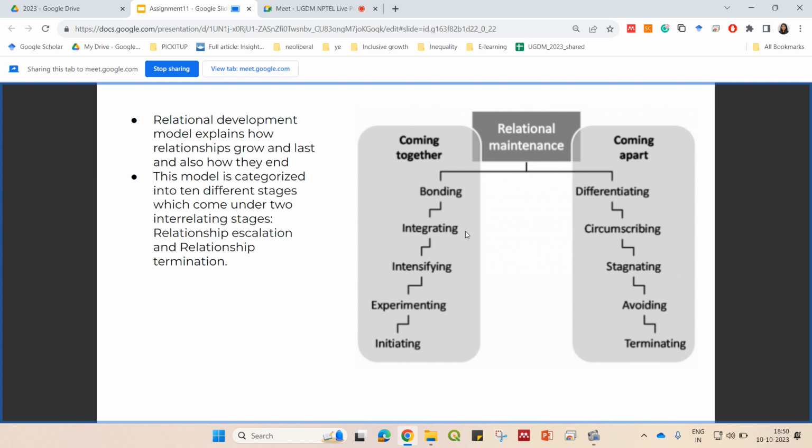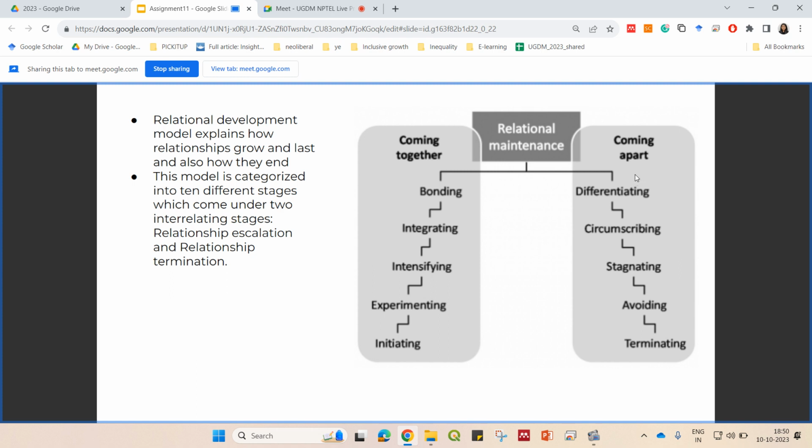Over time, even that integration becomes so natural that you bond. So even though you don't have a contract, or any verbal or non-verbal agreements, you are bonded so that you naturally understand how you function with each other. So that is the height of a relationship. And this is the part of coming together, or forming, of a relationship. Then we can see the coming apart of a relationship, which is another part of the relationship development model.